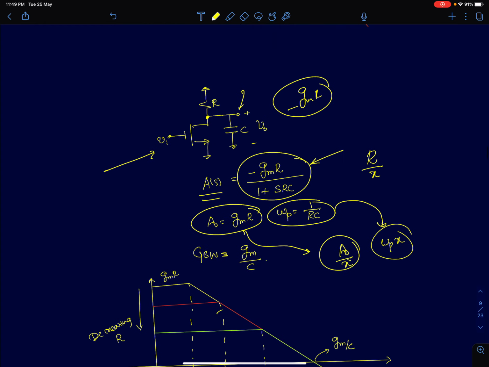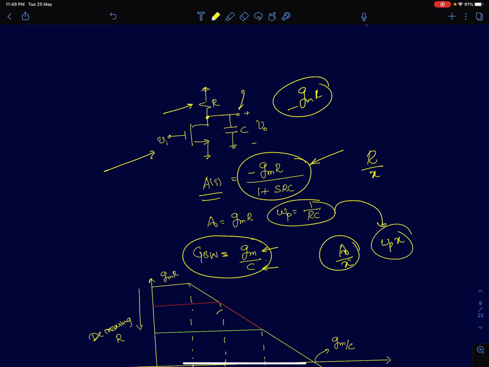The product of gain and bandwidth is given by Gm by C. Now, you should understand that I have increased the bandwidth of this amplifier without increasing the bias current. Again, this is something we'll talk about in detail when we discuss the CMOS op-amp designs. The gain bandwidth product here is independent of the resistive load, and it depends upon the ratio of Gm by C.